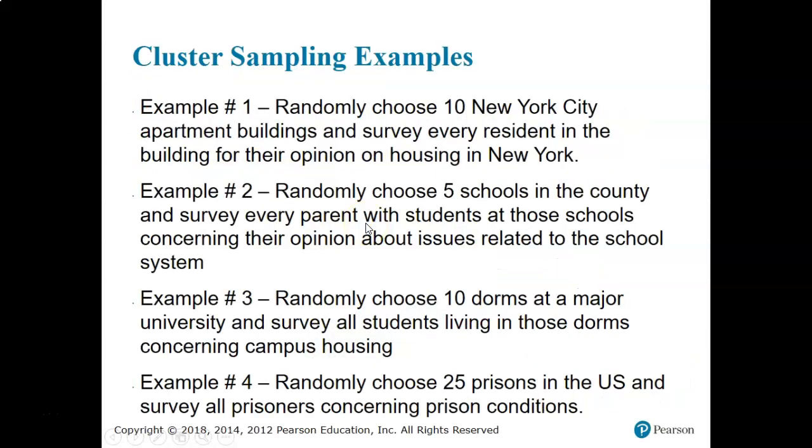All right, here are a couple examples. One, randomly choose 10 New York City apartment buildings and then survey every resident in the building for their opinion on housing. Number 2, randomly choose 5 schools in the county and then survey every parent with students at those schools concerning their opinion about issues related to the school system. Number 3, randomly choose 10 dorms at a major university and then survey all students living in those dorms concerning campus housing. Or randomly choose 25 prisons in the U.S. and survey all prisoners concerning prison conditions.